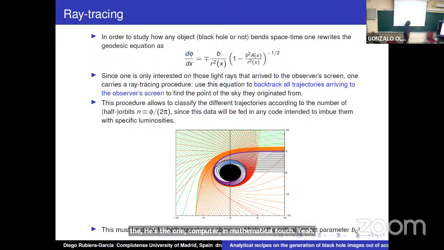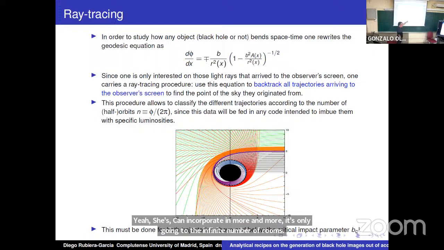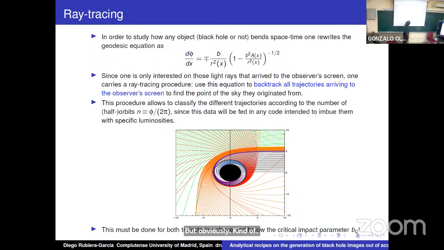Okay, actually the photon ring is in red, but only with two tones, because you should keep incorporating more and more of it, going to the infinite number of loops. But obviously, we cannot. I cut the picture here at two half orbits. Because there could be, for instance, this one that intersects the horizon, crosses the equatorial plane once and twice, so it turns more than 2 pi.